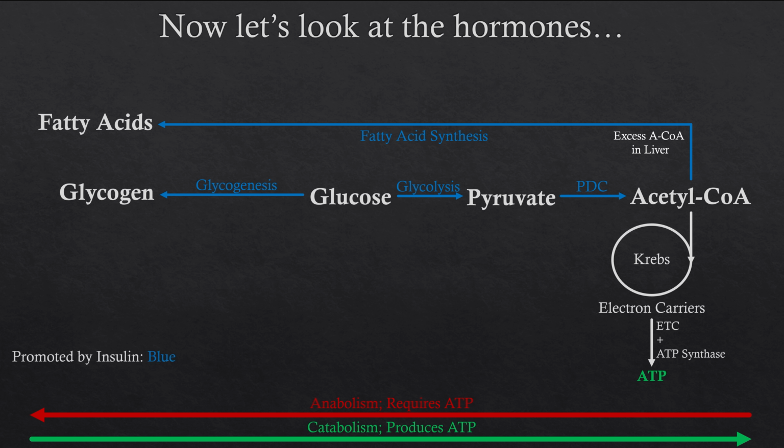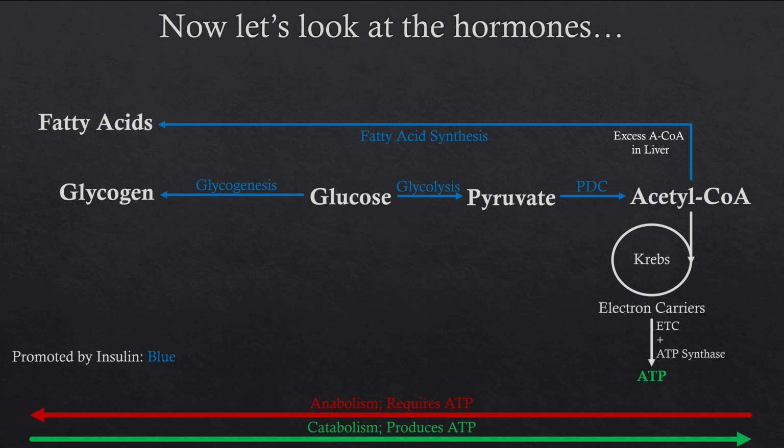So all of these processes in this fed state that we've talked about so far are all promoted by insulin, right? And the main thing that I want to point out is that if you focus on glucose, the thing that we started off with, the star of the show for metabolism, you'll notice that all of these arrows that are promoted by insulin are pointing away from glucose. Like over here at glycogenesis, we're pointing away from glucose.